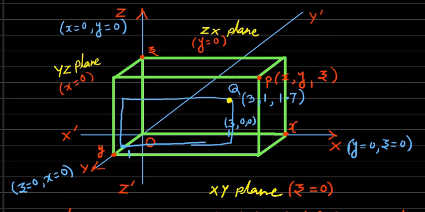And similarly, if we draw a plane through the point Q which is perpendicular to the z-axis, it will intersect the z-axis at this point, and this point will be 1.7. Like this, we have seen one example of how the coordinates of a point can be determined in space.